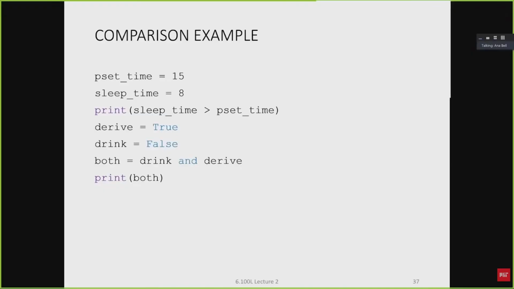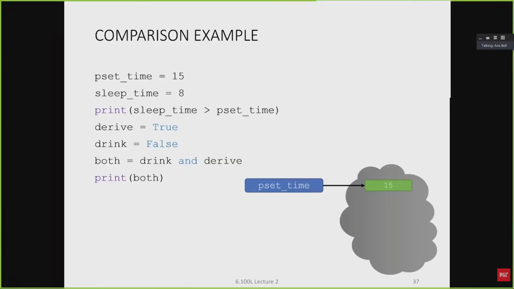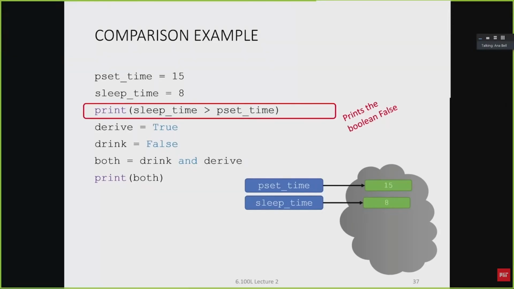So here's a little example where we can use these operators in Python. So we can draw the little memory diagram as well. So pset time is 15. There's my variable. Sleep time is 8. There's my other variable. I'm going to print sleep time is greater than pset time. So here my print statement is going to grab that expression, which evaluates to False. 8 is greater than 15 is false. So that's going to print false.